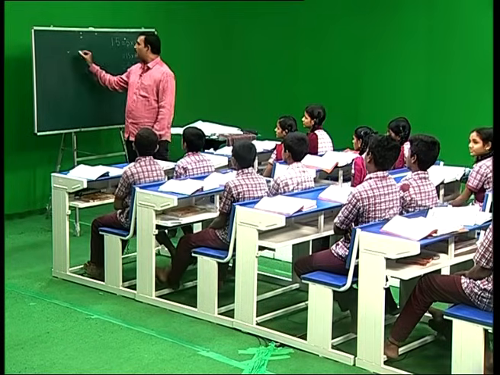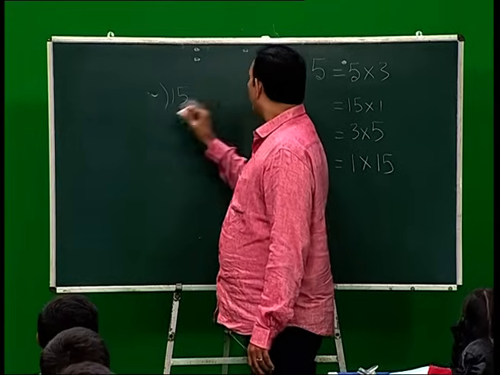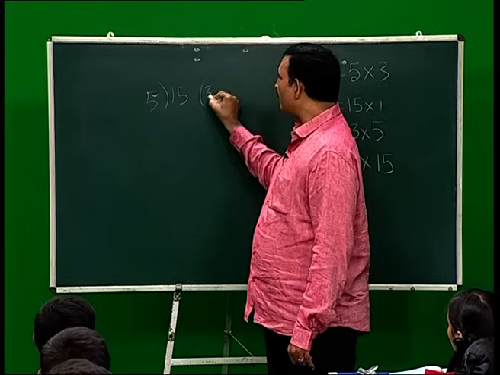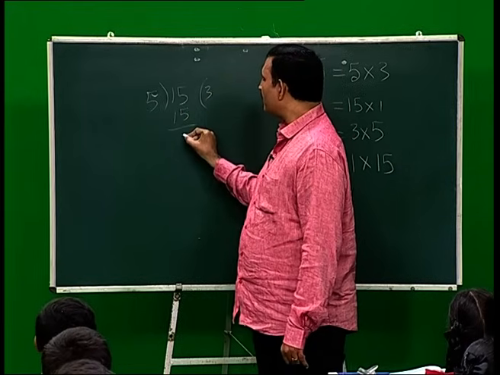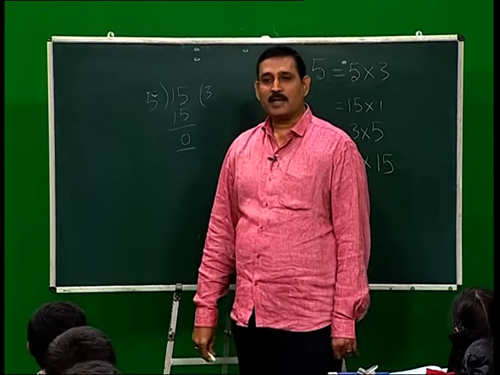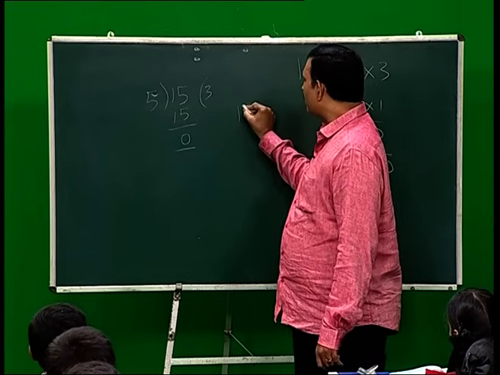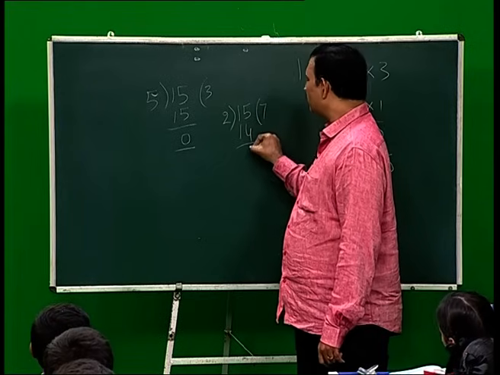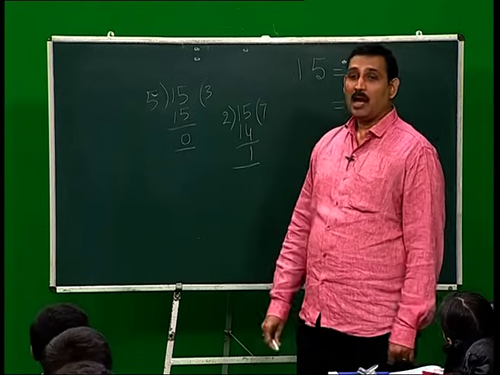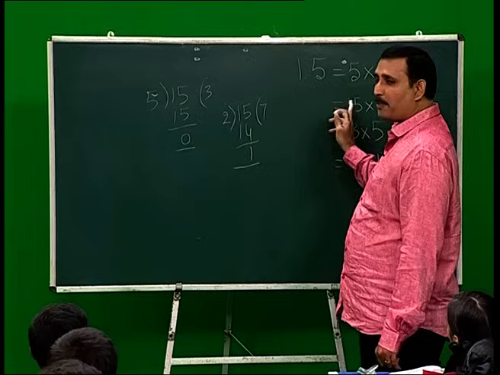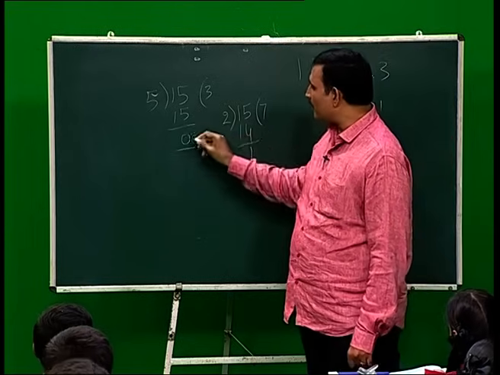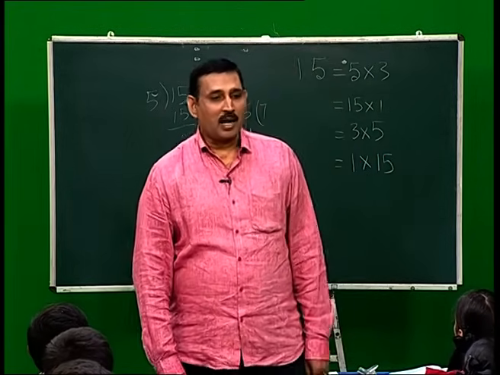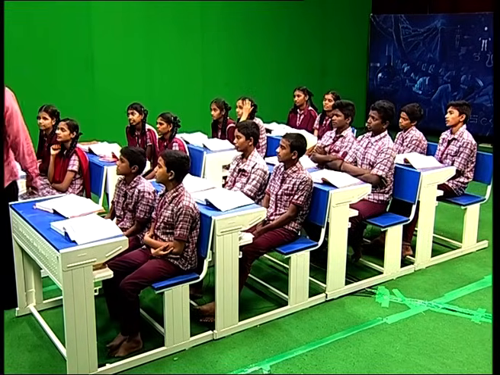Simply speaking, if you divide 15 with 5, you are getting 3 times. 3 fives are 15. Then what is the remainder here? Zero. If you take 2 table, 7 twos are 14, so what happens here? Remainder 1. So here we are selecting such numbers which divide the number such that the remainder is zero. Such numbers are called factors.